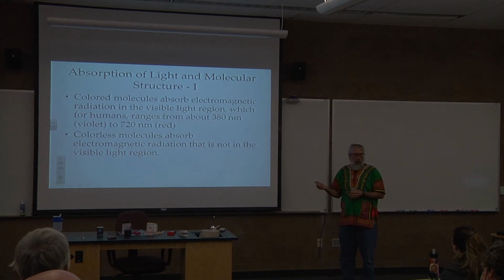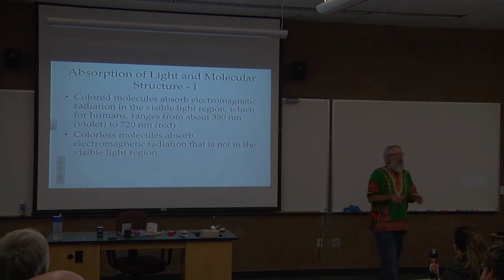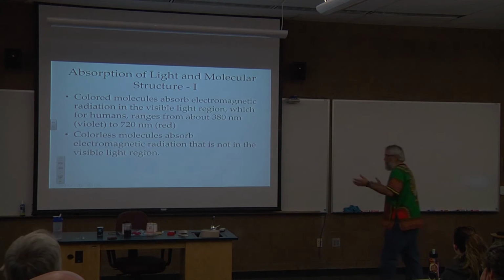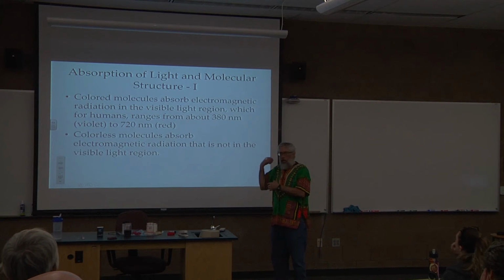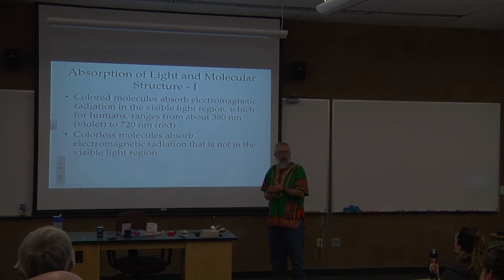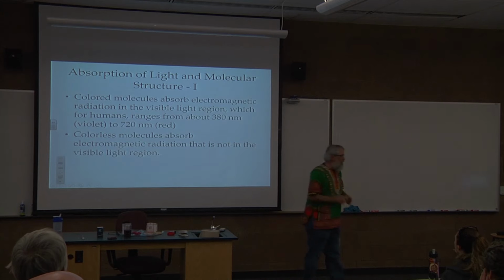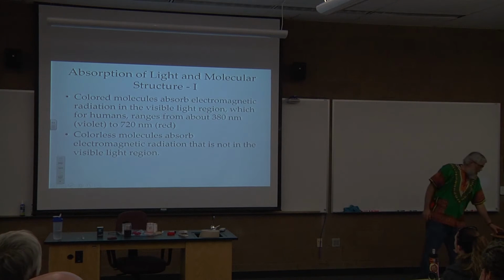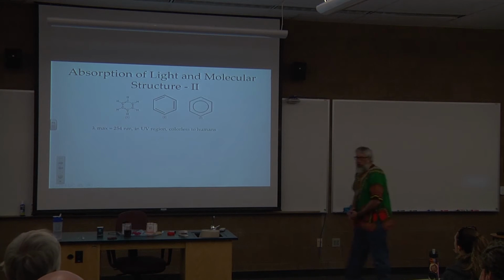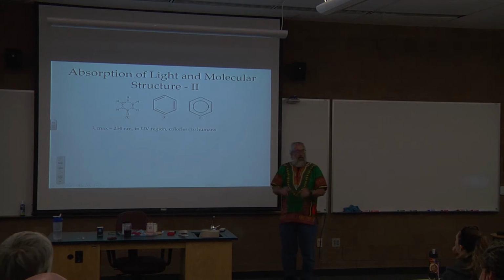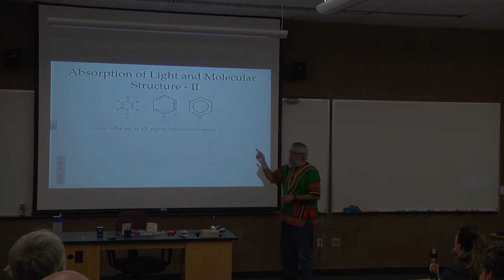Colorless molecules absorb electromagnetic radiation not in the visible region. So ultraviolet, infrared, or microwave, or gamma rays, or what have you, but just not in the visible region. So let's take a look at a molecule that many of you are familiar with, at least by name, if not by structure. This is benzene.